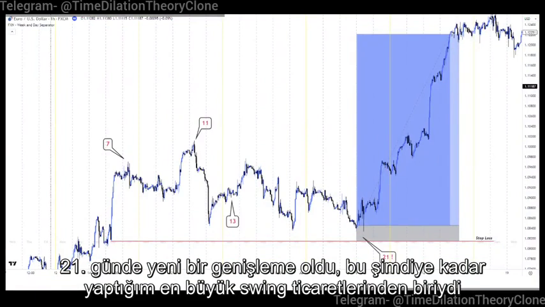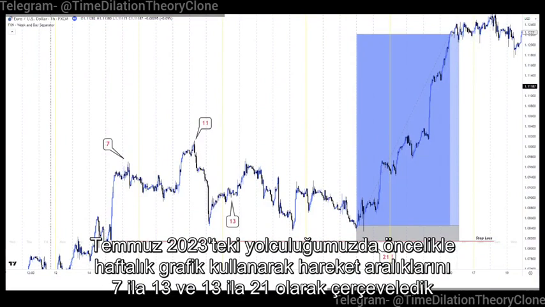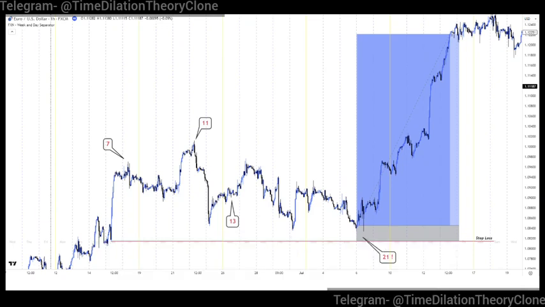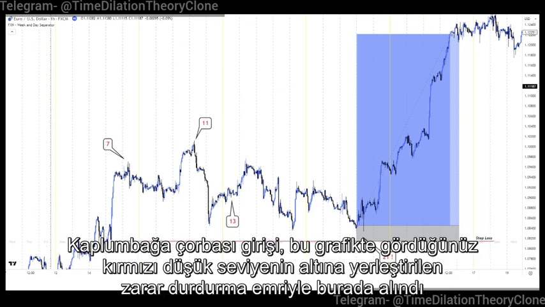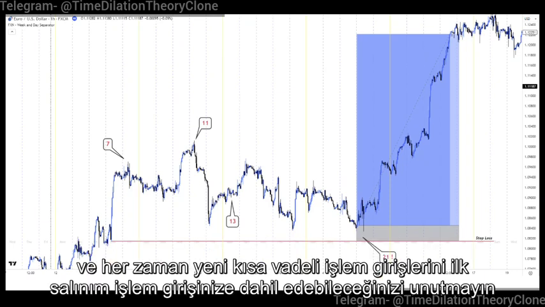This was one of the greatest swing trades I've ever taken in my trading journey in July 2023. First, we framed the movement intervals using weekly chart as 7 to 13 and 13 to 21. Secondly, we counted daily chart for sharpened precision for the swing trade entry. A great turtle soup entry was taken here with the stop loss placed below the red low you've seen on this chart. This trade granted me more than $30,000. And remember, you can always take new top-up short-term trade entries into your initial swing trade entry.